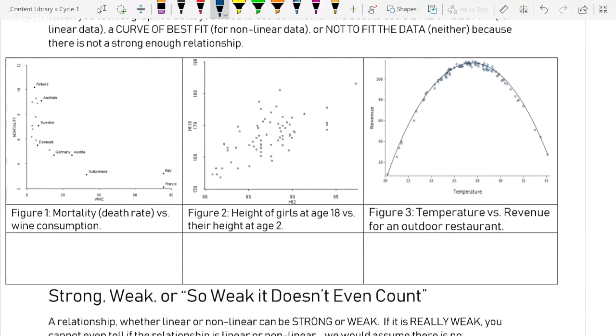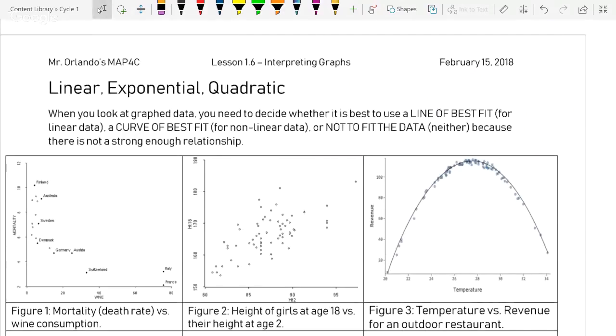Okay, so I want to talk now about the different kinds of models you've learned about over the course of your time in math. You know how to do linear relations, that's what we just did. You learned about quadratics, and does anyone remember the name for the shape of a quadratic? Very good, those are parabolas. And then you also learned about exponential equations.